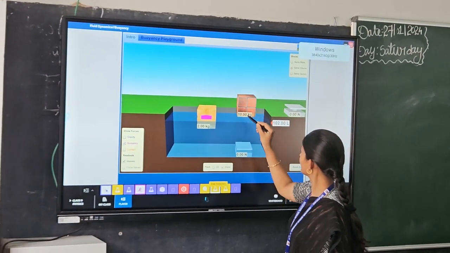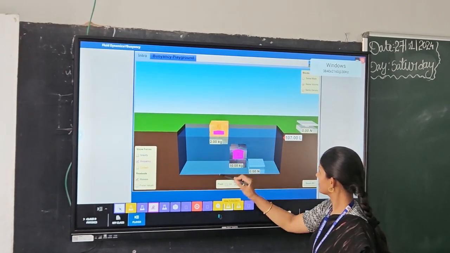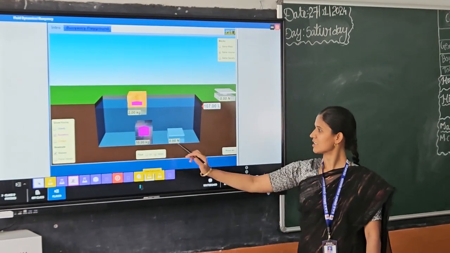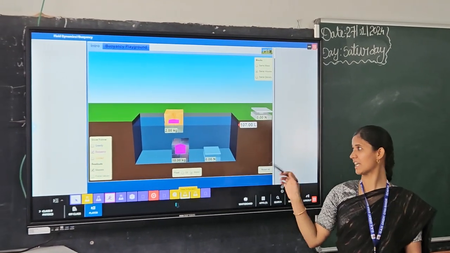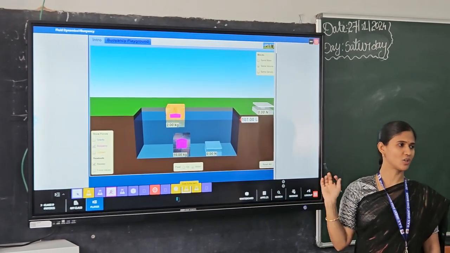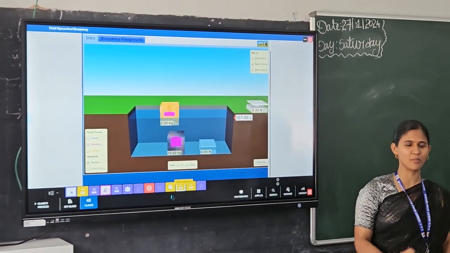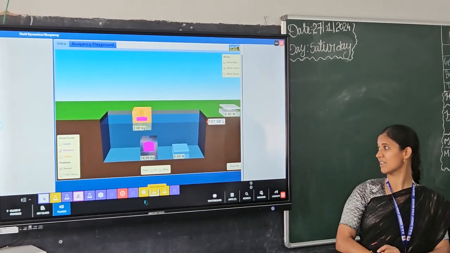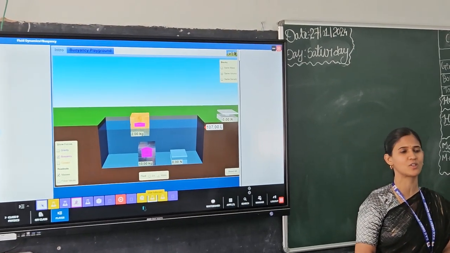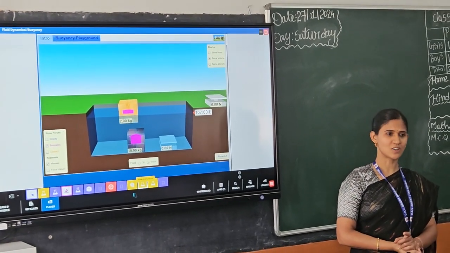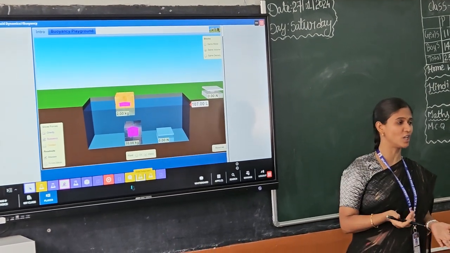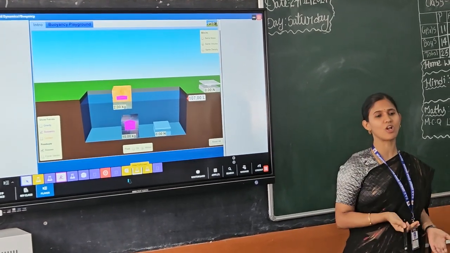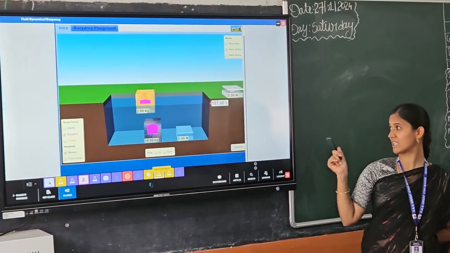Now, what happened, children? This brick is sinking and the wooden block is floating on water. Why? Actually, the volume is the same, no? Means size. Both have the same size. But why does the brick sink and why does the wooden block float? Because of the density. For a given volume, the mass is more with the brick. For the given volume, the mass is less with wood.